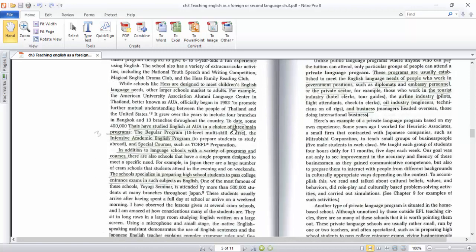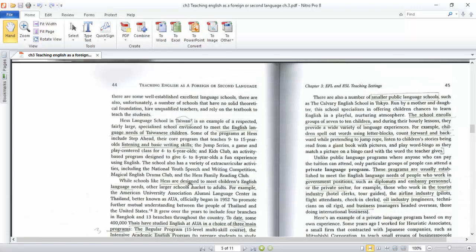So we have 3 main points. Also, there are many programs, and how can we teach English studies? It means that there are three main programs: the regular program, the intensive academic English program, and the last one, special courses such as TOEFL preparation. In addition to language schools with a variety of programs and courses, we also have two schools specialized in preparing high school students to pass the college entrance exam in subjects such as English.